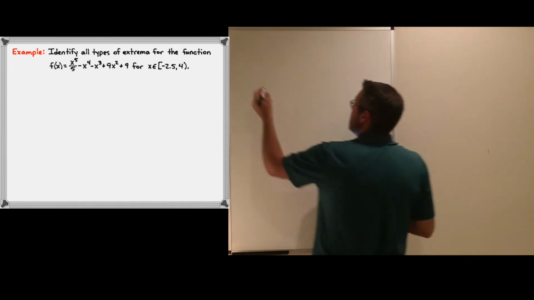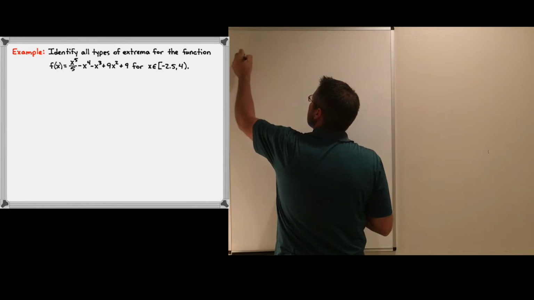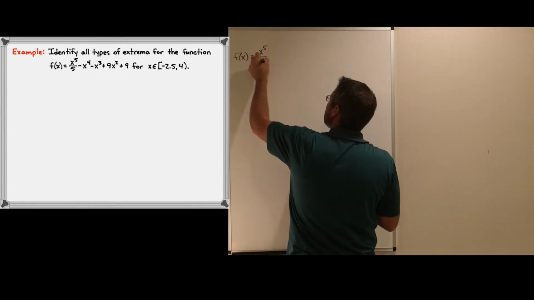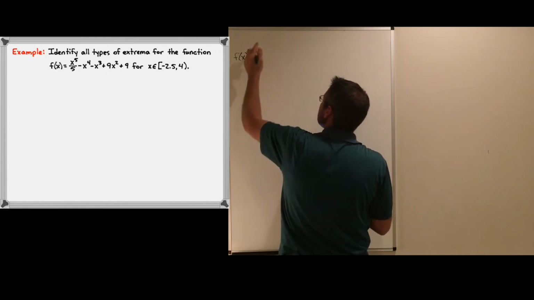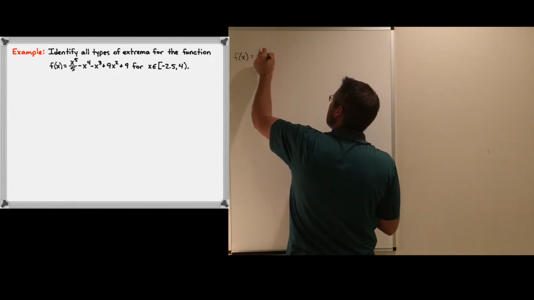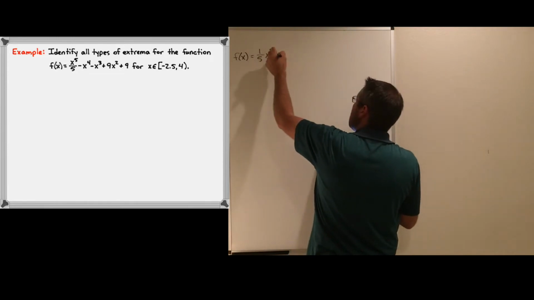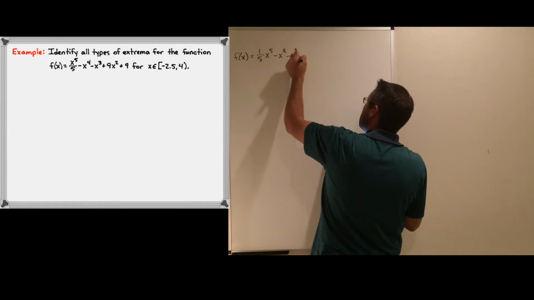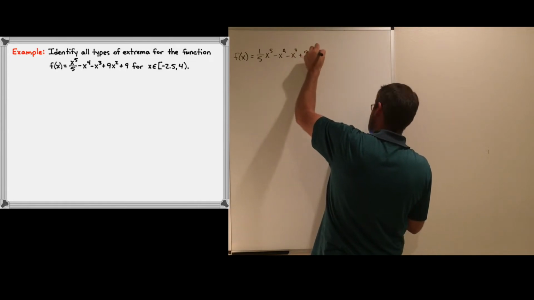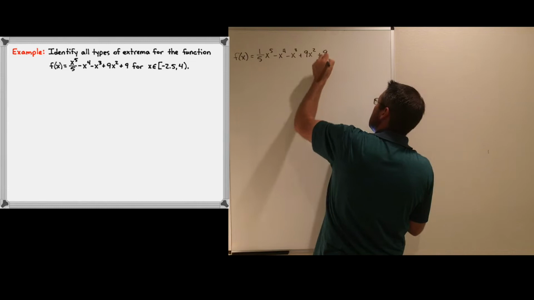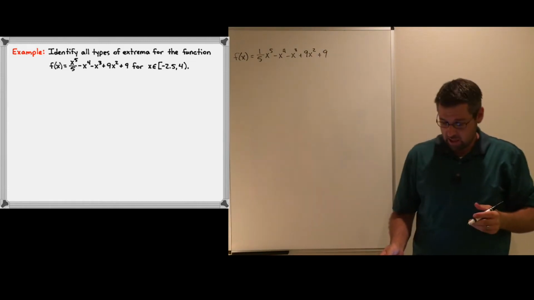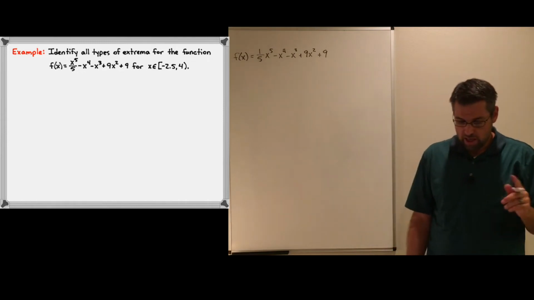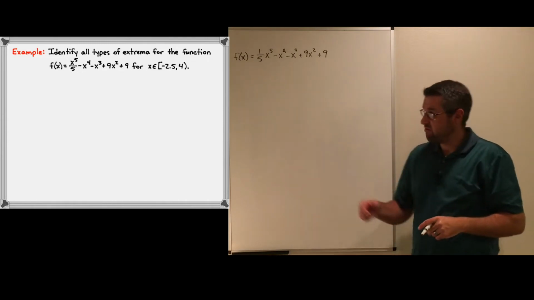We have f of x equals x to the 5th over 5. Let me do this. Instead of x to the 5th over 5, I would rather it be 1/5 x to the 5th minus x to the 4th minus x to the 3rd plus 9x squared plus 9. Now you'll notice that it gave us a domain, it gave us an interval that we're looking at here. We're looking at the closed interval negative 2.5 to the open end 4 here.